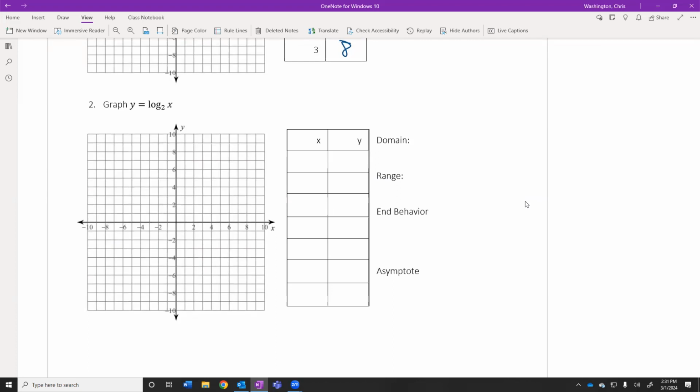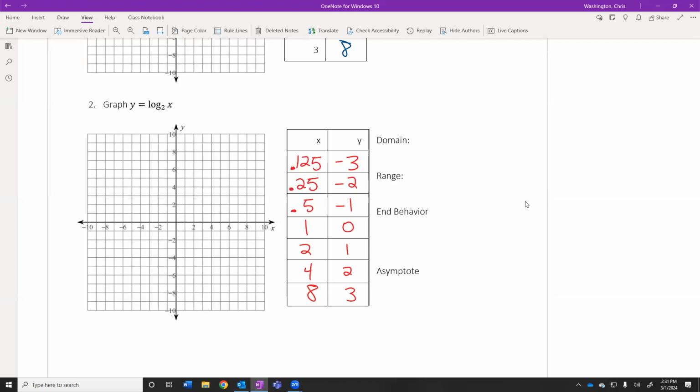So 0.125 is going to be the x value. -3 is going to be the y value. 0.25, -2. 0.5, -1. The next one would be 1, 0. Then we got 1, 2, and 3 would be 2, 4, and 8. So all of those x's and y's are going to switch.